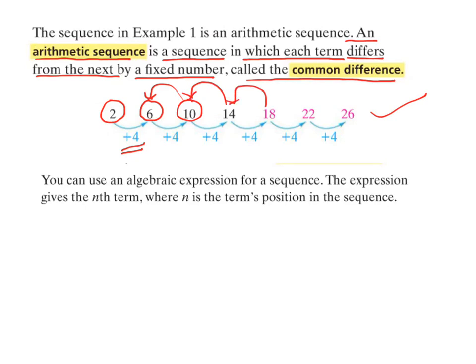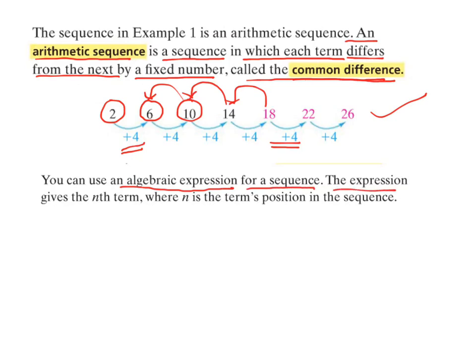So the difference between each term is a fixed number. It is the same throughout, which is 4. So 4 is called the common difference. And such a sequence in which each term differs from the next by a fixed number is called an arithmetic sequence. You can use an algebraic expression for a sequence.